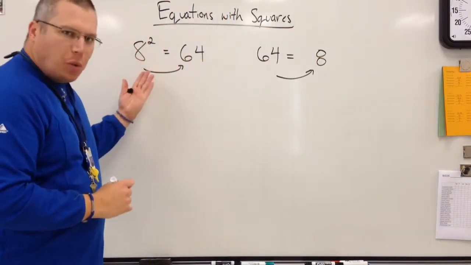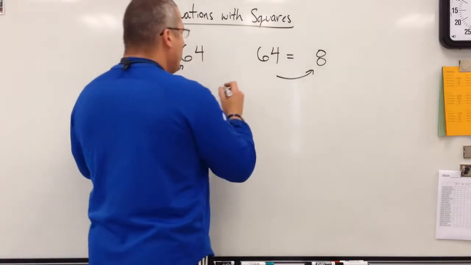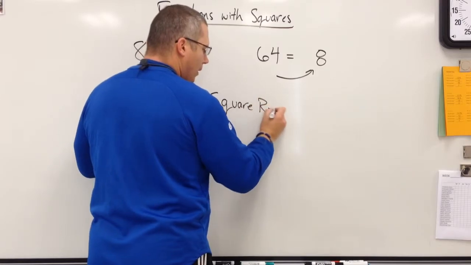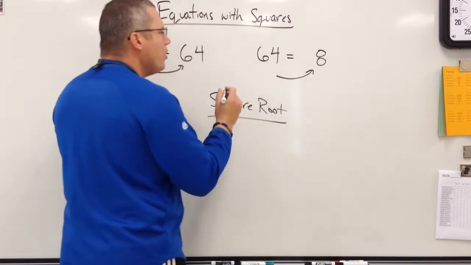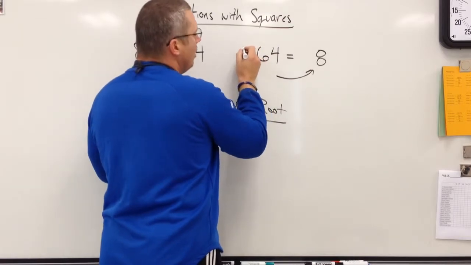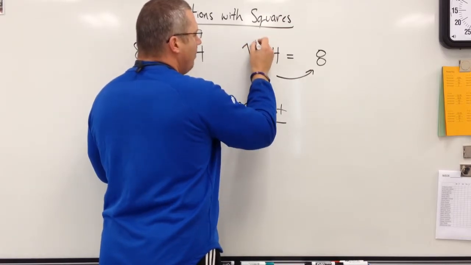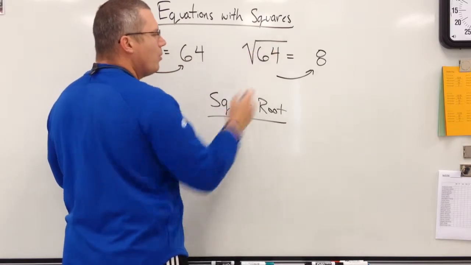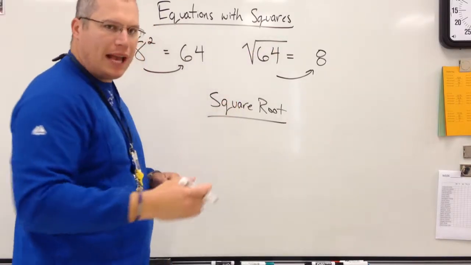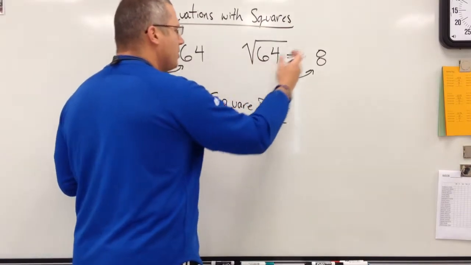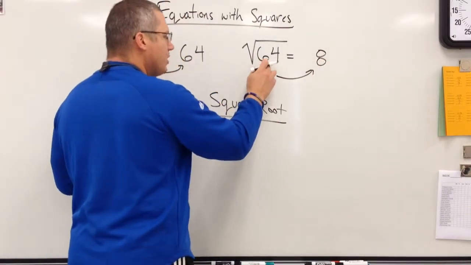The inverse of squaring something is called the square root. The symbol almost looks like a divide into. We go up, down, up, across, and it's got a little hook in the front. So this is the square root of 64 equals 8. The square root is saying what number times itself is this number.